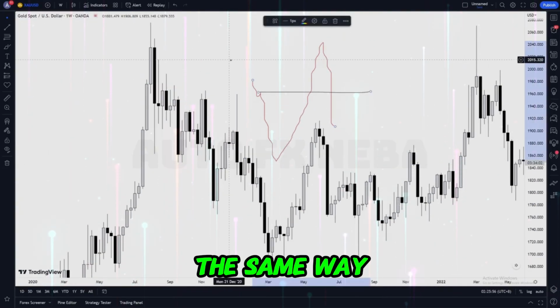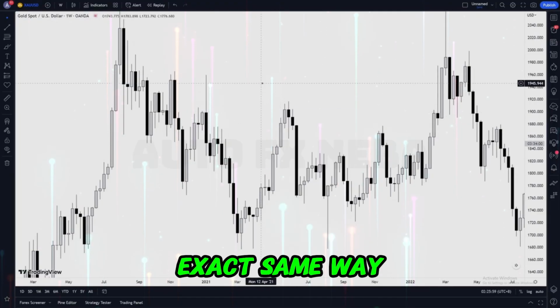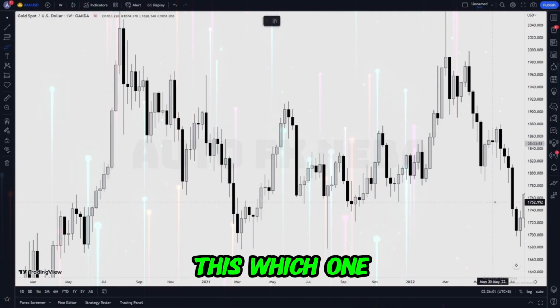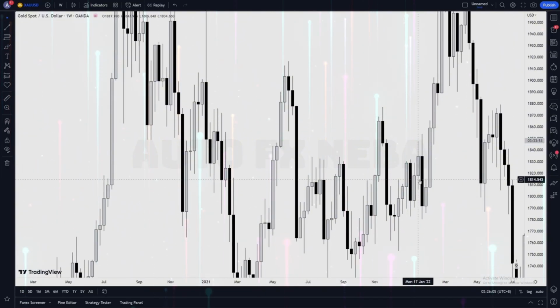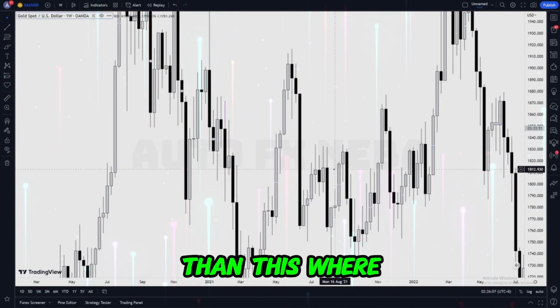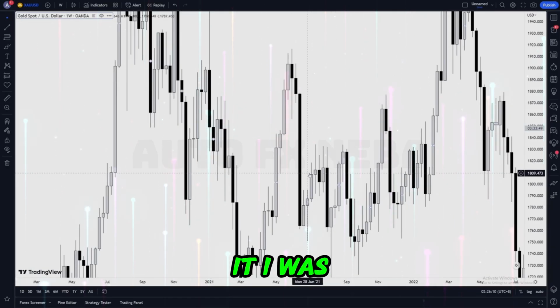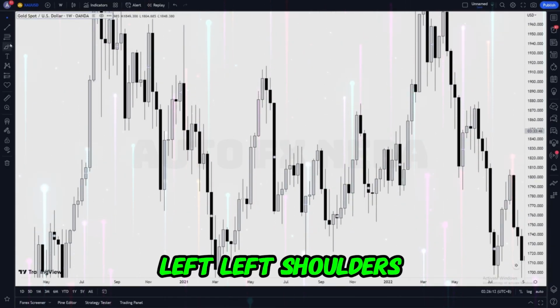The exact same way. This, which one is it? These are fresh left shoulders too. Not this one, it was the one lower than this. Where was the one? I marked this and I traded it. It was this one, yeah. So these were left shoulders as well.